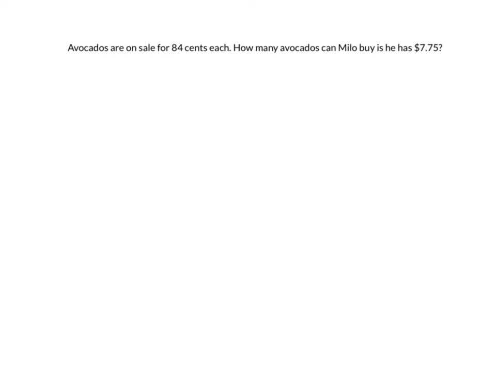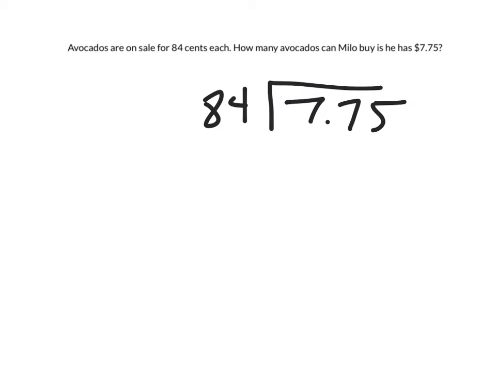So I already know that I'm going to be dividing, and I am making equal groups of 84 in $7.75. Now in this case I'm going to ignore the decimal, so just pretend like it's not there for right now. Now I know that I can't make a group of 84 in 7, and I can't make a group of 84 in 77, but I can make 9 groups of 84 in 775. 9 times 84 is 756.